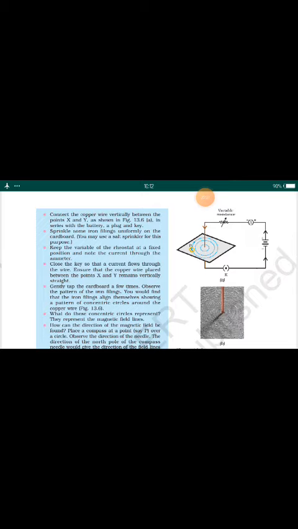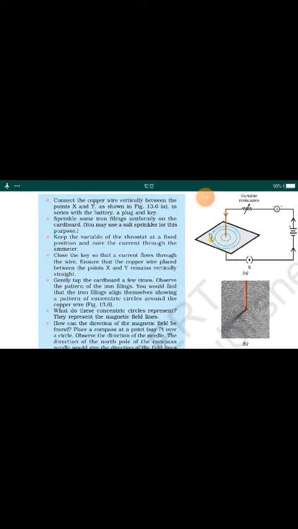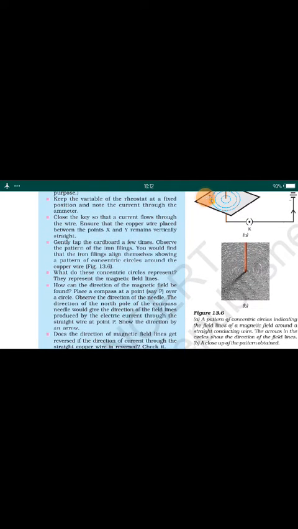Keep the variable of the rheostat at a fixed position and note the current through the ammeter. Close the key so that a current flows through the wire. Ensure that the copper wire placed between the points X and Y remains vertically straight. Gently tap the cardboard a few times. Observe the pattern of the iron filings. आपको क्या करना है? कार्डबोर्ड को प्रेस करके जो पैटर्न्स है वो हमें देखनी है.